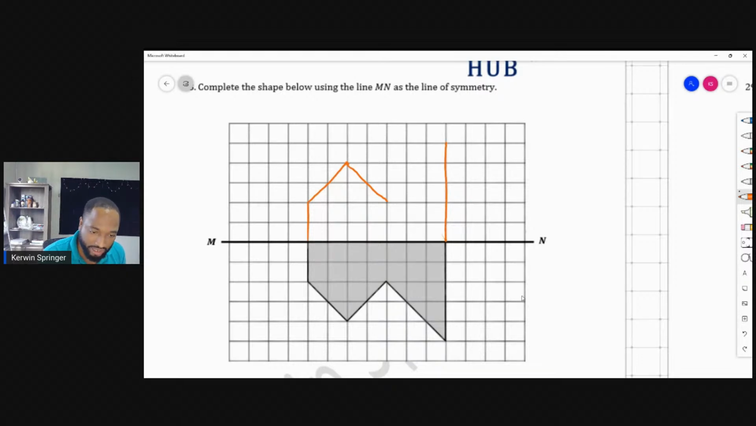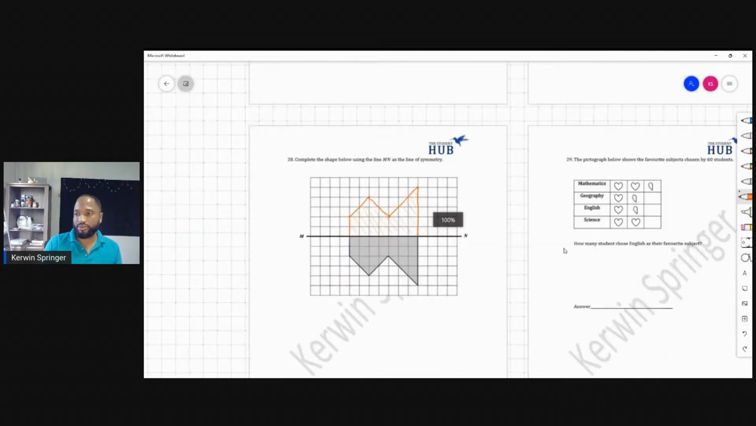Yeah, and that's that. So all my points look like they're doing it nicely. Obviously, you'd be using your ruler, straight lines. Complete the shape. We did it.